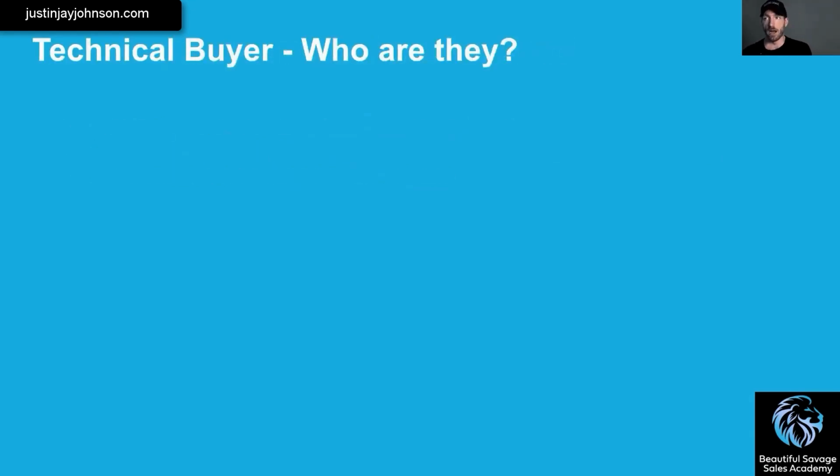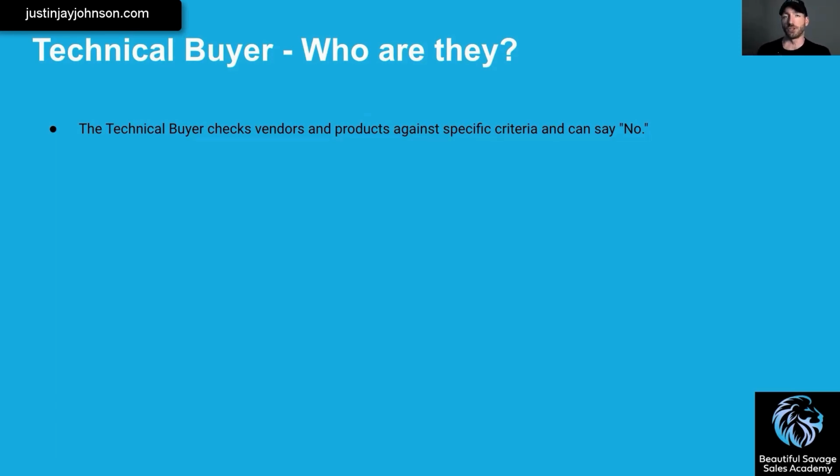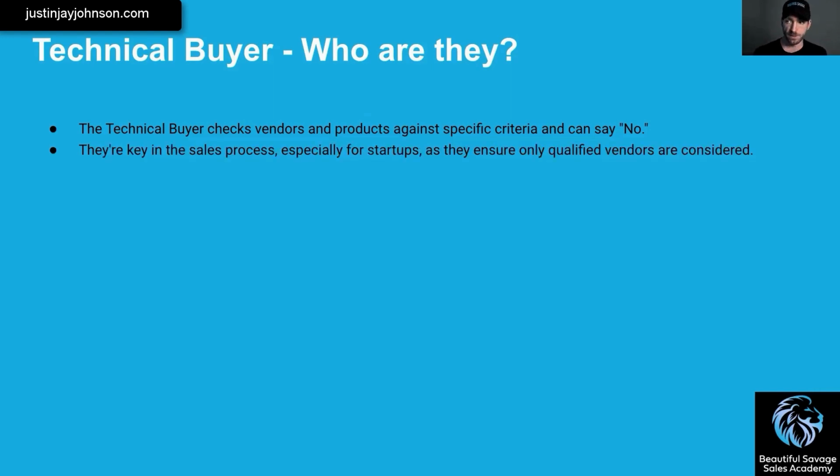Next I want to dig into is the technical buyer. Who are they? Traditionally, these people are in IT, but there are other nuances to it. I'll get to that in a sec. What they're responsible for is checking vendors and products against specific criteria so that they can ultimately vet people out, because that's one of the first things that they're going to do. And they're critical in the sales process, especially for startups, people that are selling and implementing technical solutions, right? Because what they want to do is weed out the people that can't check their boxes. And as a sales rep, I understand that could be frustrating, but I'll explain to you how to get through that in the next slide. But that's what they do. And they're going to ask tough questions.